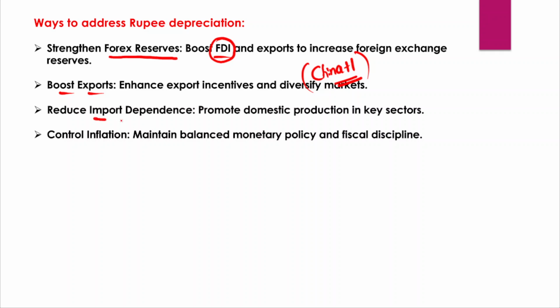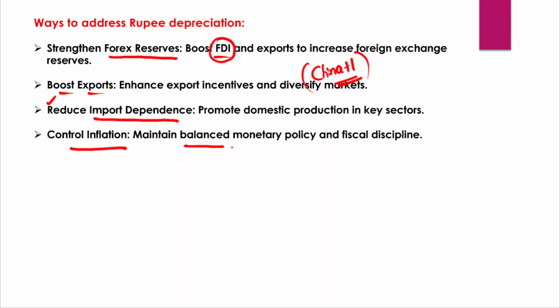And we should reduce import dependence. Except for essential commodities, we should always focus on self-sufficiency, whether it is with respect to energy security, or electronics, or any other essential commodities. So we should achieve self-sufficiency, and that is very important for the economy, and that will also stop depreciation of the Indian rupee. And apart from that, we should also control inflation.